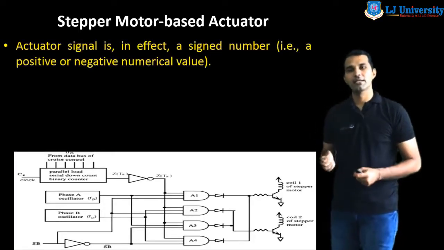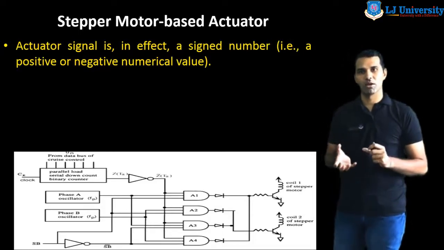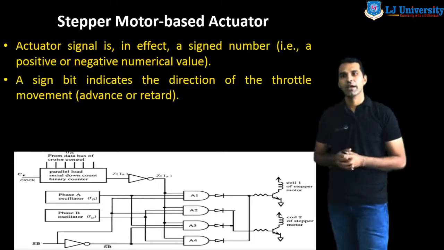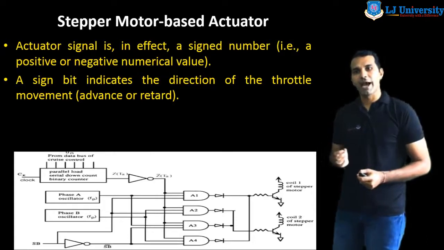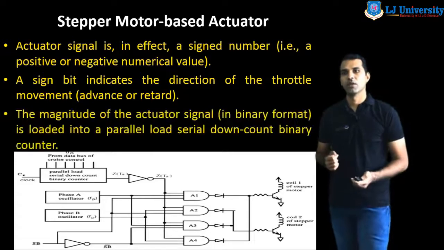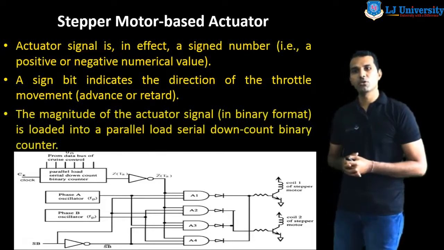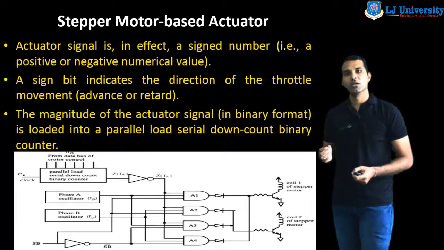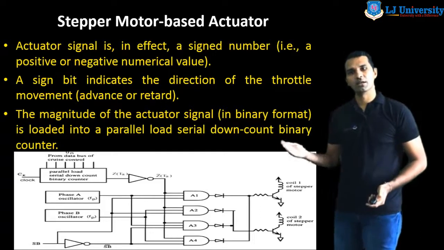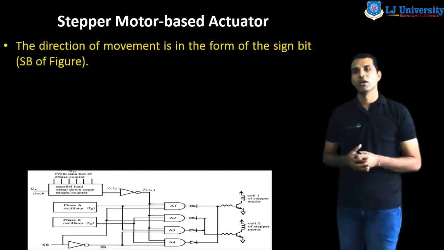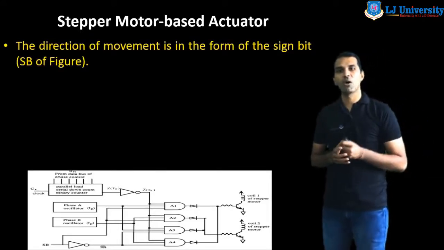The actuator signal is in effect a signed number, a positive or negative number, to open or close the valve. The sign will indicate the direction of the throttle movement, in the advance or in the return direction. The magnitude of the actuator signal, in binary format, is loaded into the parallel load serial down count binary counter. So here we can see it is loaded in the counter. The direction of movement is in the form of the sign.